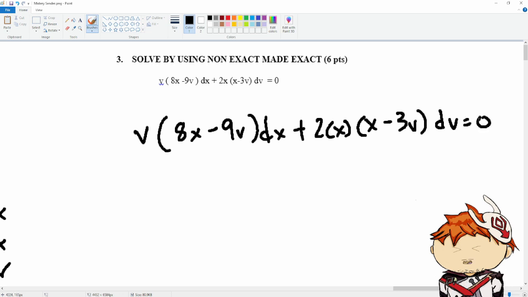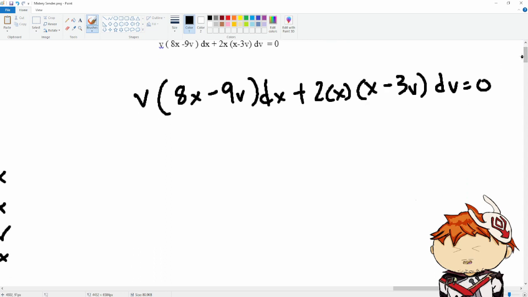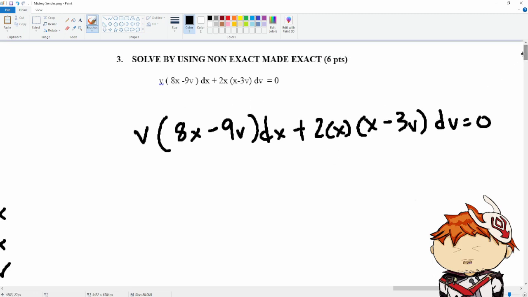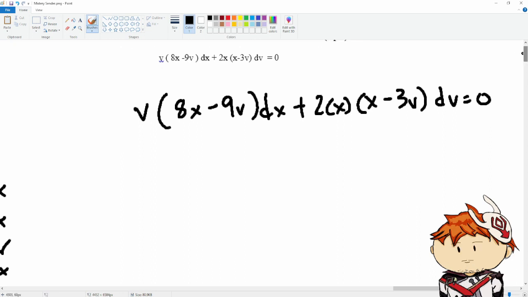Okay, I'm guessing this is basically to throw off the students or whoever's answering, because whatever the variable is, you need to solve it either way, right? So maybe just to confuse, or basically to test or challenge our knowledge. Yes, something like that. Anyways, this is non-exact made exact.